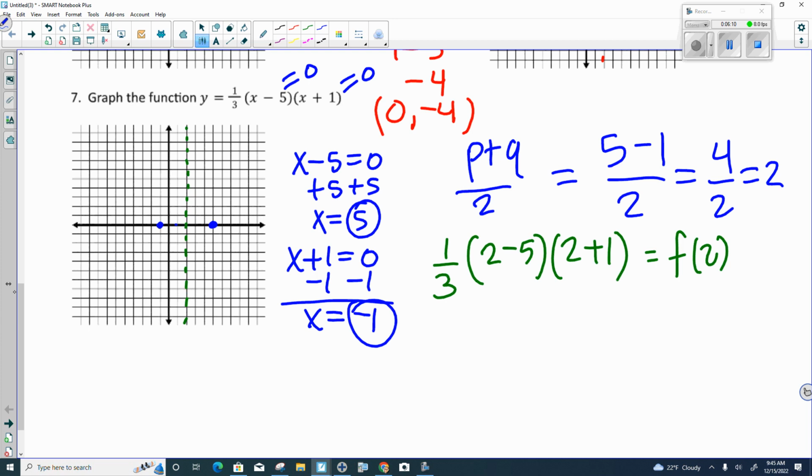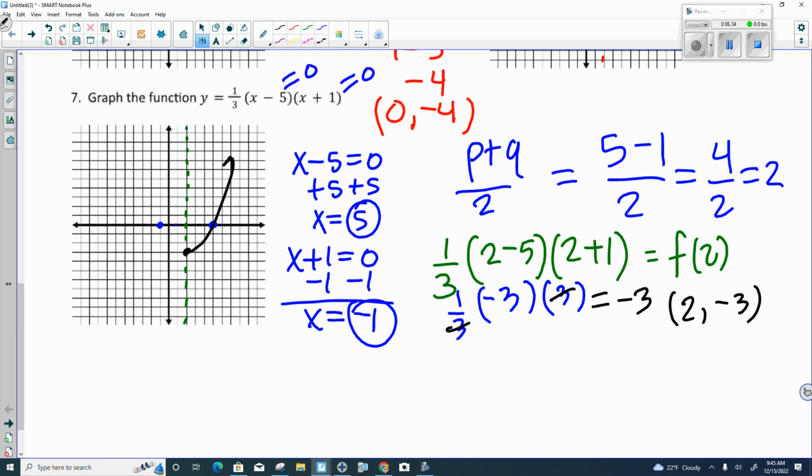So 2 minus 3, oh, never mind. 2 minus 5, 2 plus 1. A lot of you punch into your calculators, but all right, so f of 2, I just found another ordered pair: 2, negative 3. And now I can create my parabola. It's supposed to be roundy. I'm not good at making them rounded.